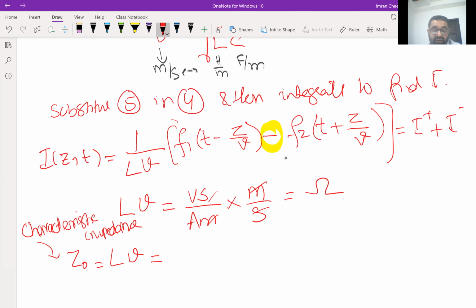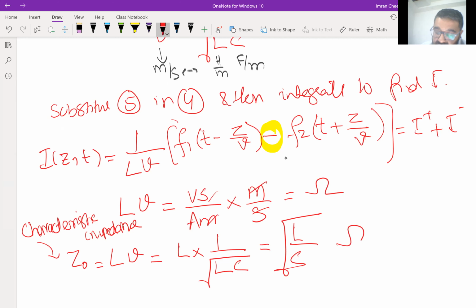Okay, so that's the characteristic impedance. And you can also have another form: using the velocity we just figured out, the square root of 1 over LC, Z naught is the square root of L over C ohms. So this is an equation for the characteristic impedance.